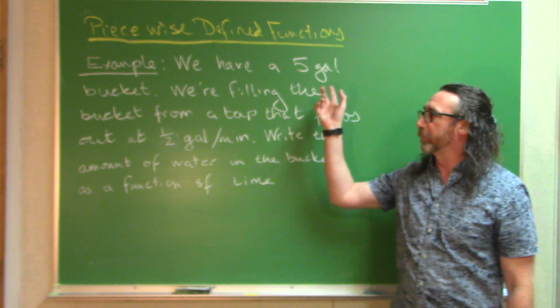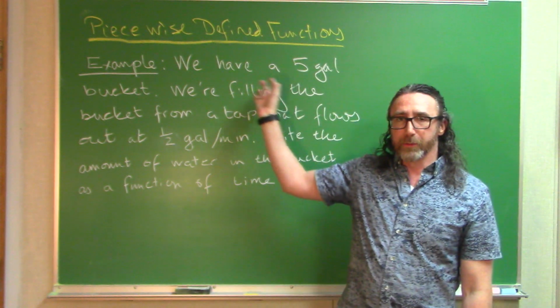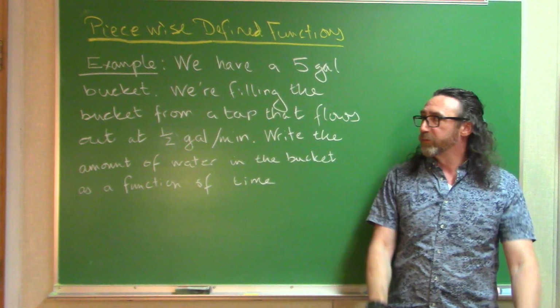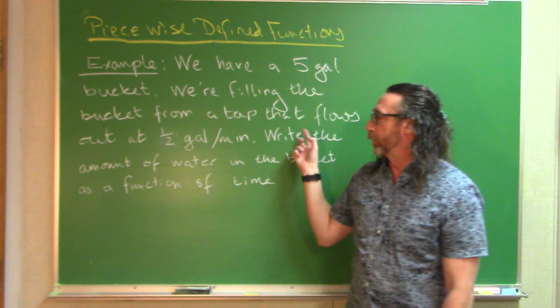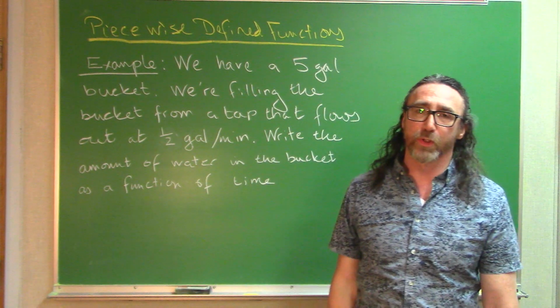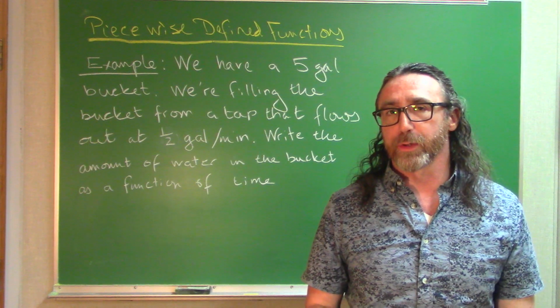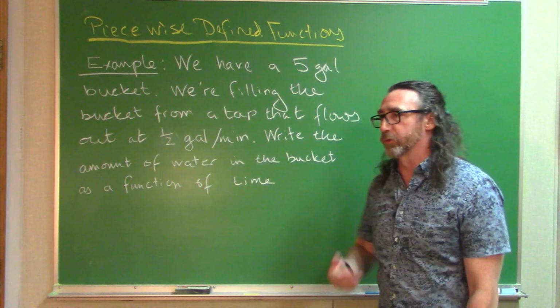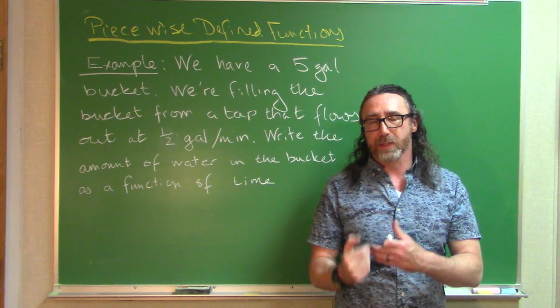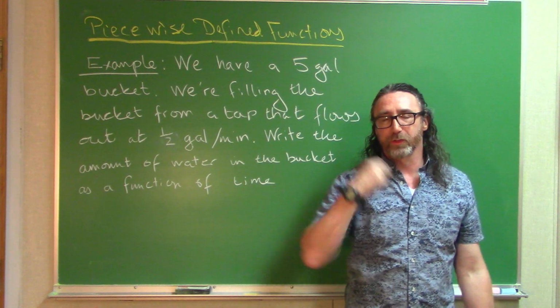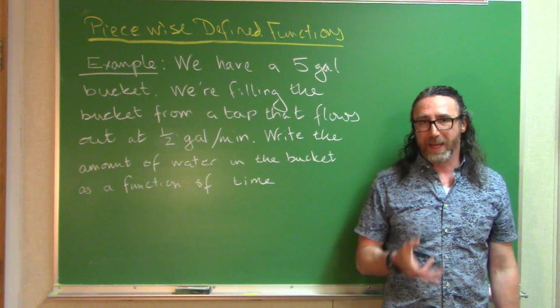We have a 5-gallon bucket, like the kind you can get at Home Depot or Ace Hardware. We want to fill it up with water, and we're going to pretend that our tap puts out half a gallon of water every minute. Naturally, the amount of water in the bucket depends on how long it has been since we turned on the tap.